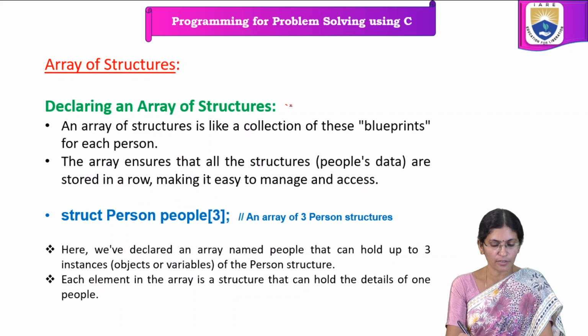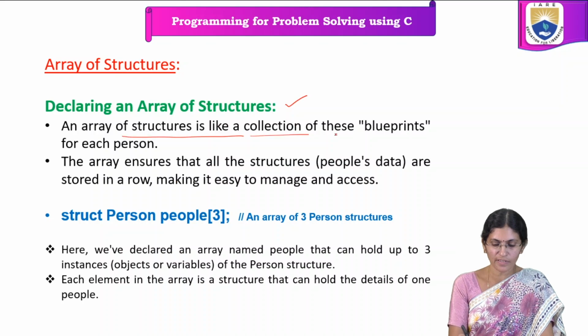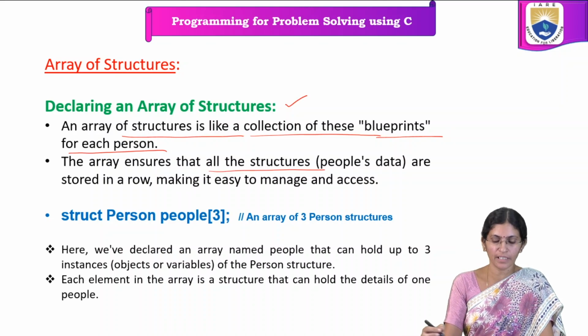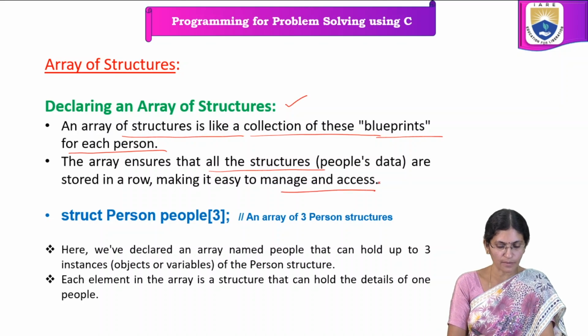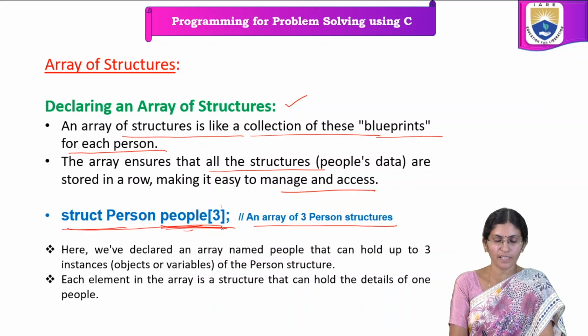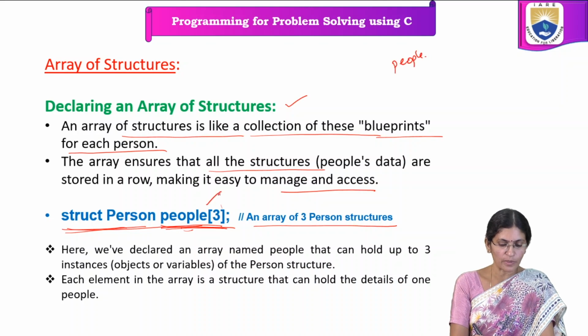Next, declaring an array of structures. Let us see how we can declare an array of structures. An array of structures is like a collection of the blueprints for each person. The array ensures that all the structures are stored in a row, making it easy to manage and access. For example, if you create a variable in this way, the name of the array is people, and the size of this array is 3. This is an array of 3 person structures, an array of the type struct person. Here you can store information about 3 people.